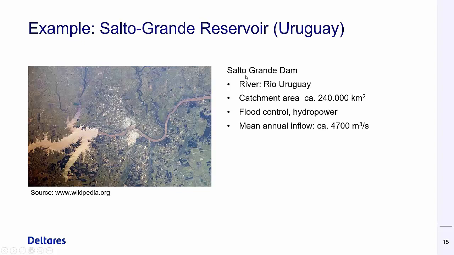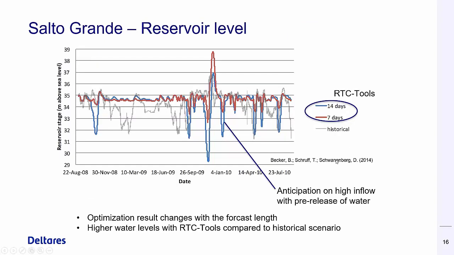An example for an application: the Salto Grande Reservoir in Uruguay. Salto Grande Dam is quite large. It dams up the Rio Uruguay, which has a catchment area of 240,000 square kilometers. This reservoir is used for flood control and hydropower, and the mean annual inflow is 4,700 cubic meters per second. What we have done so far in a study is we used RTC Tools optimization with different forecast lengths, 14 days or 7 days, and compared that with the historical operations.